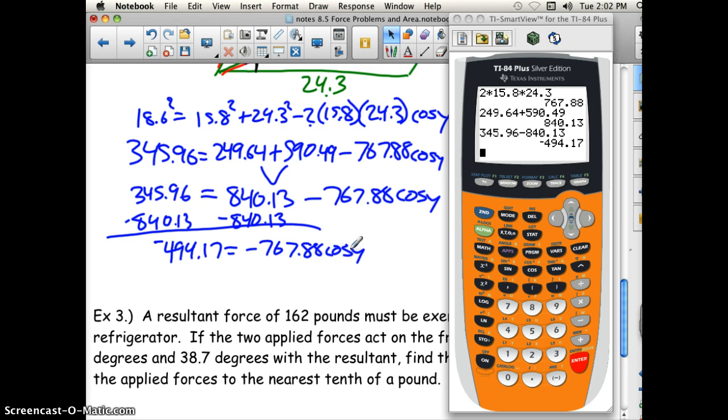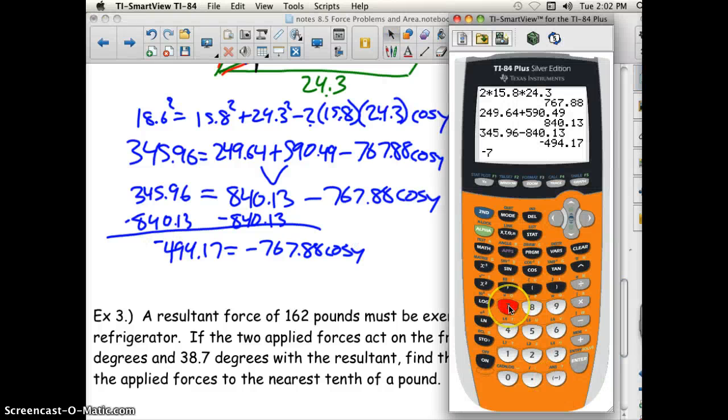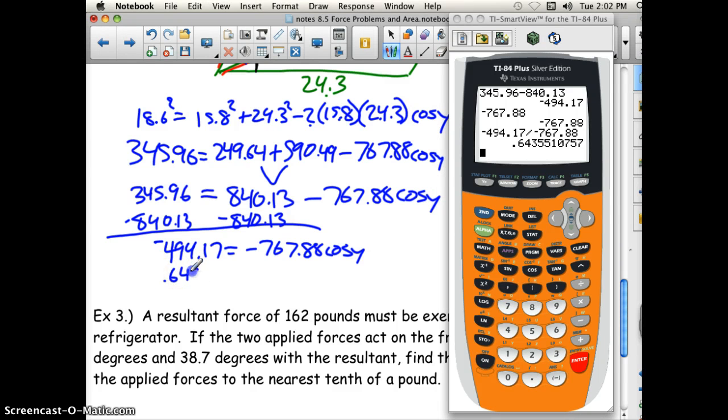All right, and then to solve this, I'm going to divide both sides by negative 767.88. And I get negative 494.17 divided by negative 767.88. And I get 0.6436. And to find y, that equals the arc cosine. So y is the arc cosine of 0.6436.